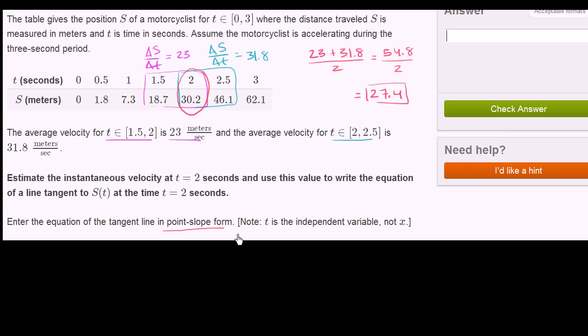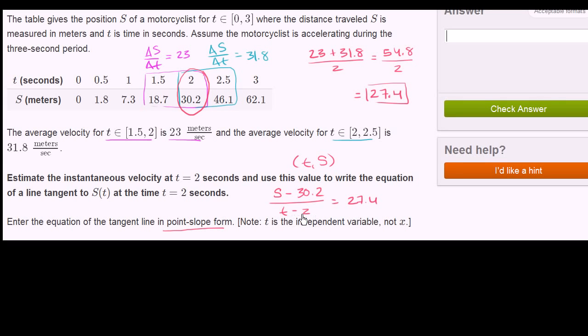So let's just imagine taking a random point on that line, t, comma, capital S. A random point on the tangent line here. Well, the slope between that and this point is always going to be constant. So what's the slope between this point and this point? Well, your change in S is going to be S minus 30.2 over your change in t, which is t minus 2, is equal to your slope. Anywhere along that tangent line, you're going to have that slope, 27.4.